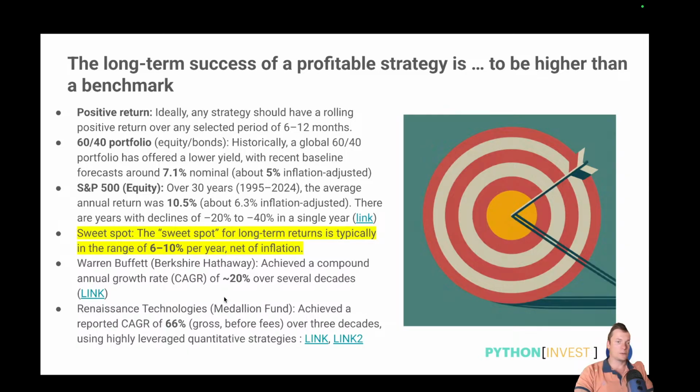And you can also check some of the largest hedge funds like Renaissance Technologies. They said that they achieved a 66% average annual growth rate, which is incredibly high.